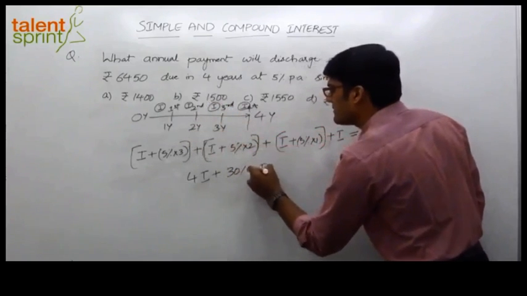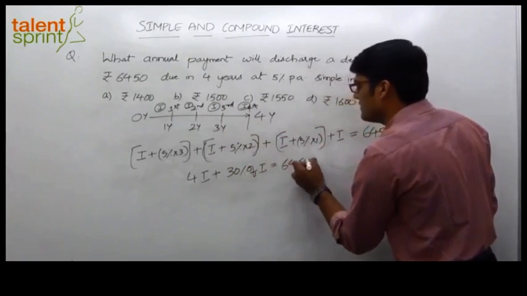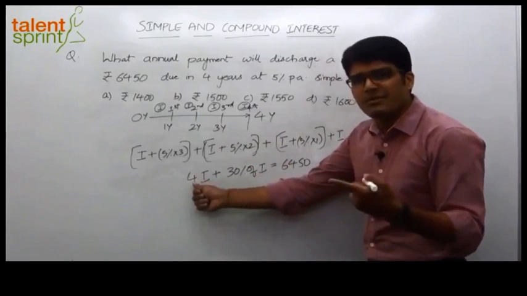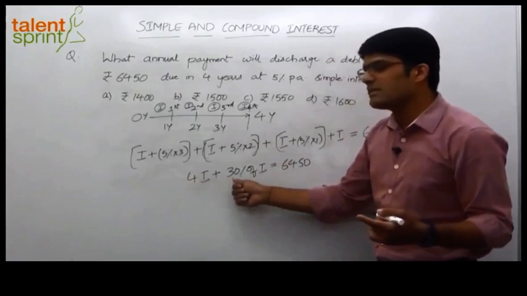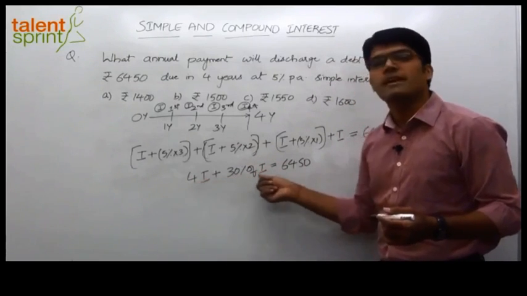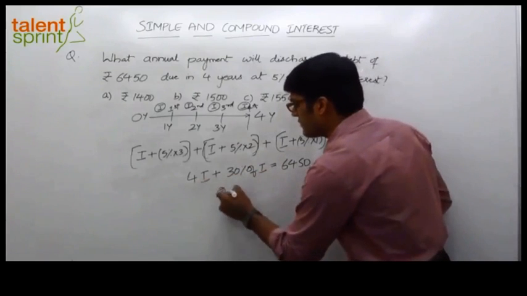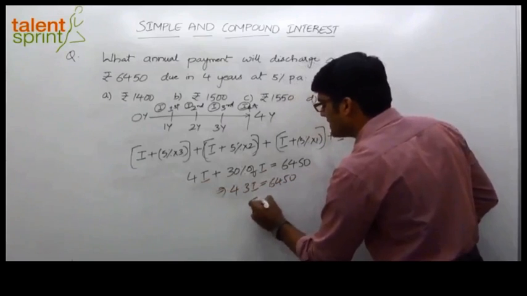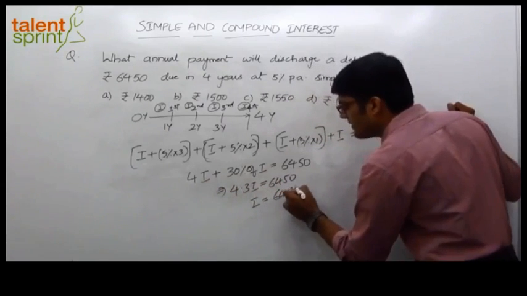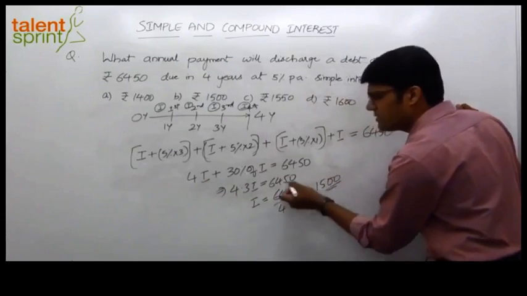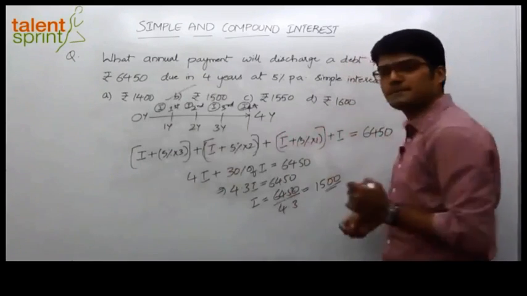30% of I is equal to 6,450. Can you simplify this? Yes. See, 4 is like 400%, and 30% of I is 0.3I. 4 plus 0.3, 4.3I. So 4.3I is equal to 6450. I is equal to what? 6450 divided by 4.3. You need to simplify, and you get 1500 as the answer. Option B is the answer there.